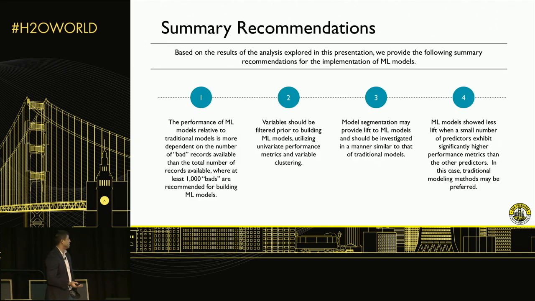So summary recommendations are, again, we're trying to do more research to get this more solid, but you need about 1,000 BADs to build a good ML model that will outperform your scorecard model. Variables should be filtered. We're not quite sure which way you should be doing it, but they should be filtered in some way before you input them in an ML model. Segmentation does provide lift, so you should approach it the way you would with traditional models. And models showed less lift when there's one or two variables that are much more predictive than the rest of the variables inputted into your model.